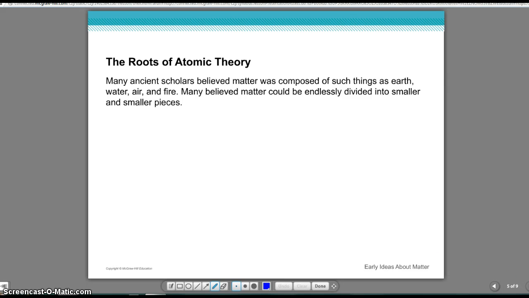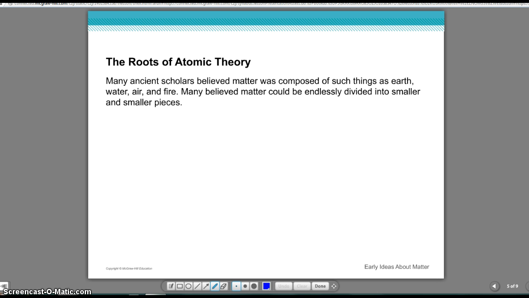Alright guys, we're going to take some notes today over Unit 2 where we're going to talk about the structure of the atom. And this first part we're going to be looking more at where the idea, the theory of the atom really came from. And people way back in ancient Greece were thinking about atoms. Most ancient scholars thought that matter was composed of earth, water, air, and fire.